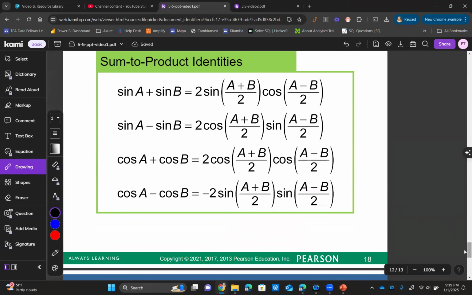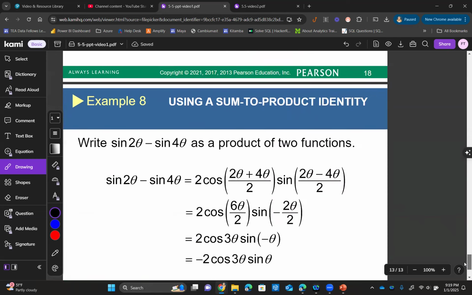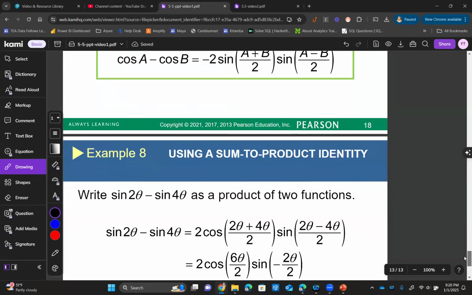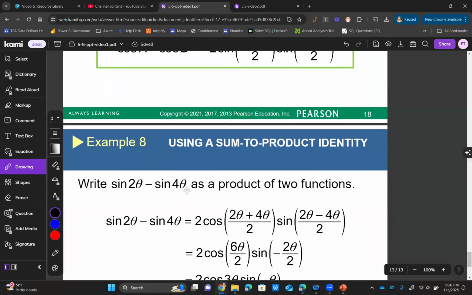Angle A is 2 theta. Angle B is 4 theta according to this problem. So we're going to use this formula, which is 2 times cosine of the sum and half of these angles, its cosine value. And then we're going to subtract these angles, divide them by 2, and then use the sine value of that answer. So A is 2 theta and B is 4 theta. So we're going to add them and divide them by 2. So 2 theta plus 4 theta divided by 2 is 3 theta.